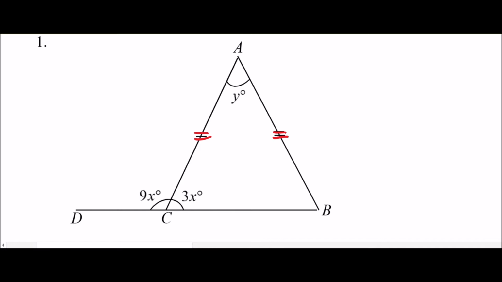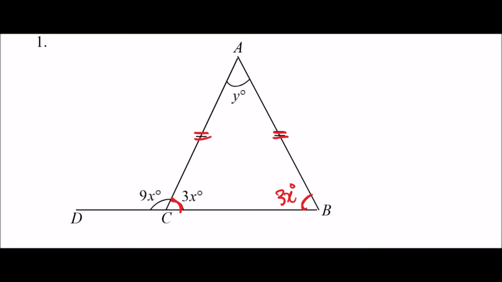Now, once we've identified that triangle ABC is isosceles, we can deal with the angles inside the triangle. Which two angles are the same because triangle ABC is isosceles? Aha! So if you manage to tell me that this angle equals to this angle, namely ACB equals to ABC, then you're right. So immediately I can know that angle ABC is also equals to 3x degrees. Am I right to say that?